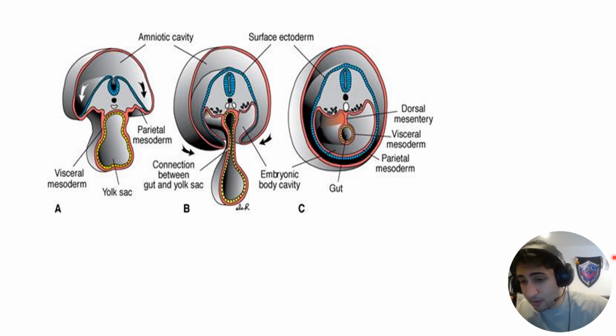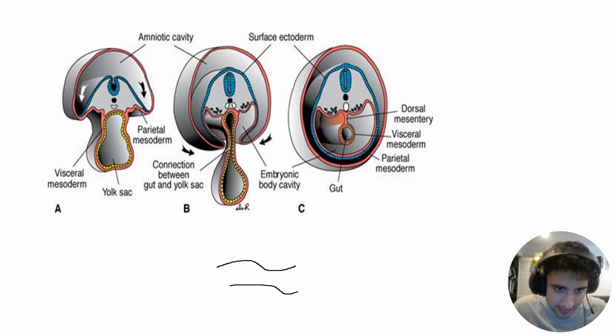So the gut tube is composed of the foregut, the midgut, and the hindgut. And the midgut is going to be what communicates with the yolk sac by way of a broad stalk called the vitelline duct, which I've mentioned earlier. Now, the midgut is going to give rise to the small intestine. And the vitelline duct needs to regress.